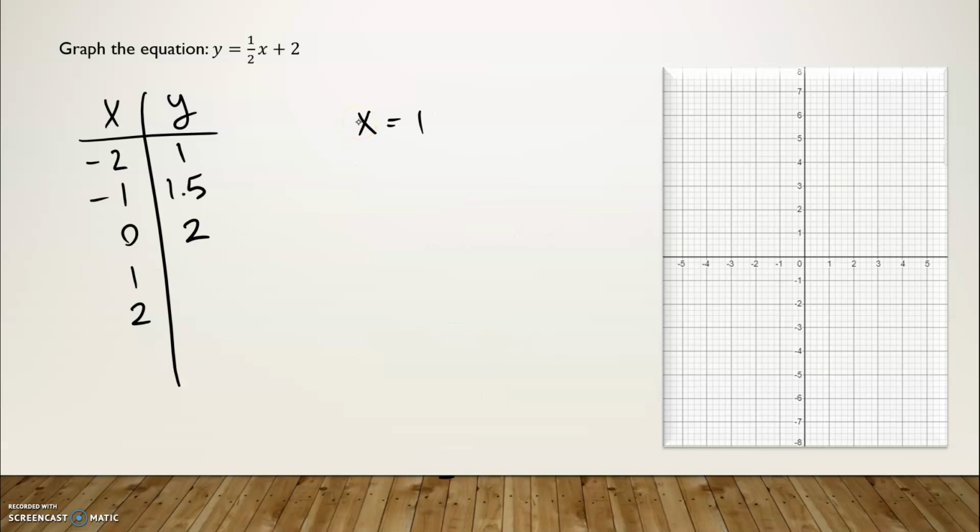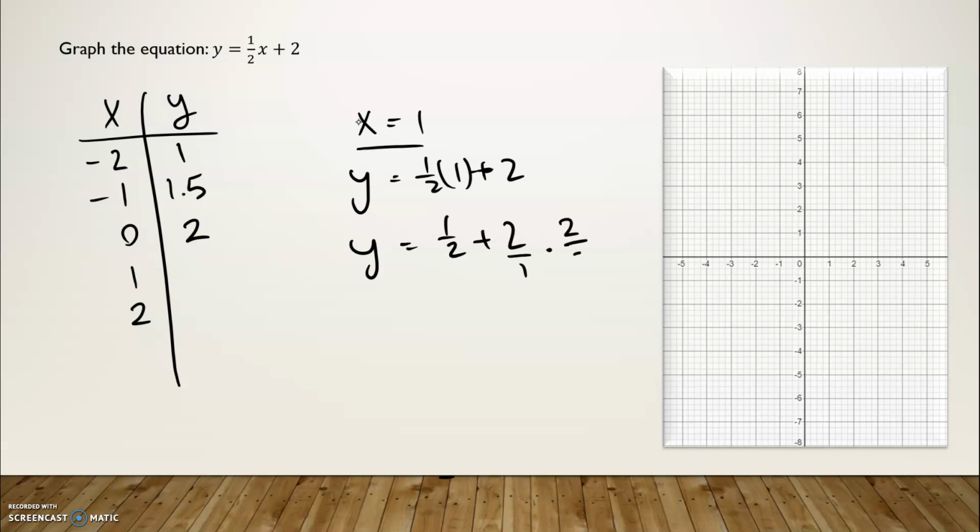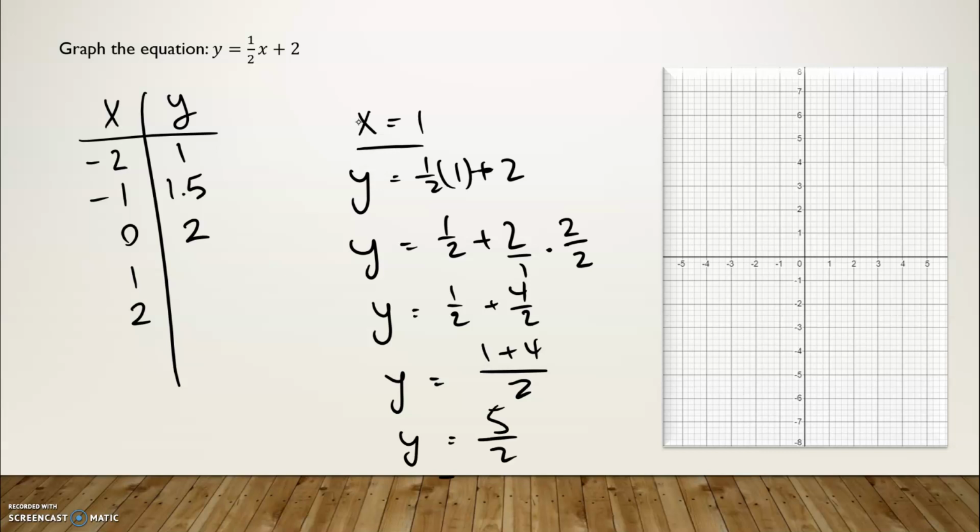Okay, for x equal to 1, y is equal to 1/2 times 1 plus 2. So y is equal to 1/2 plus 2. Same thing, I'm going to put this over 1. Multiply it by 2 over 2 to get the denominators to the same number. So 1/2 plus 4 over 2. So this will be 1 plus 4 all over 2. So this will be 5 over 2. Now if you plug this into your calculator, 5 divided by 2 is the same thing as 2.5.